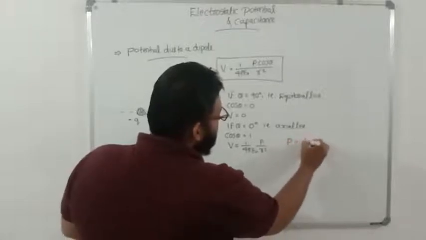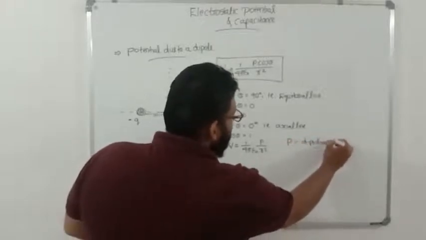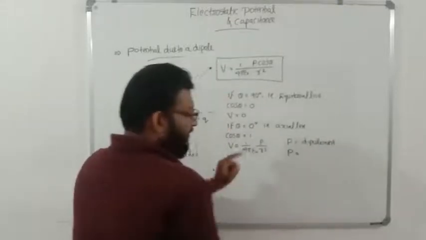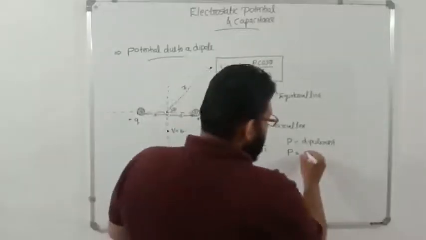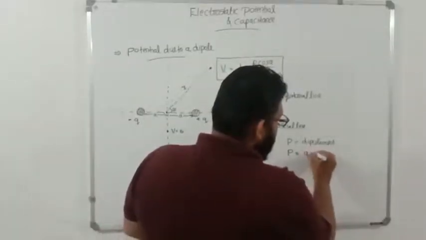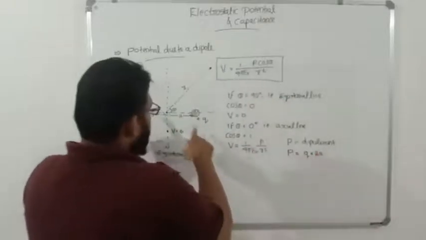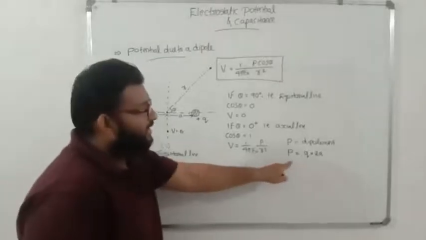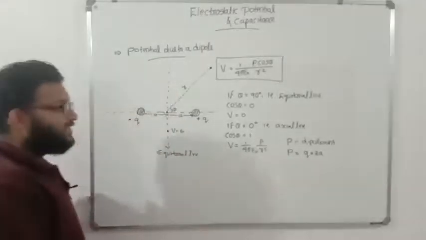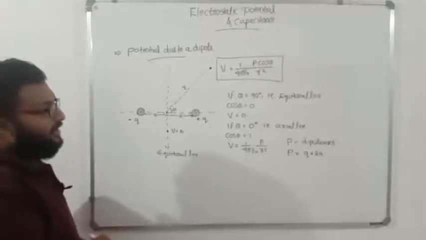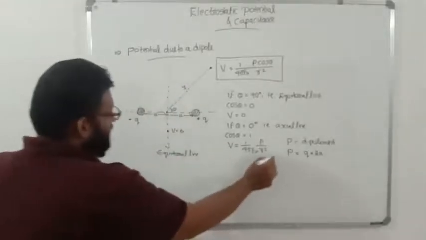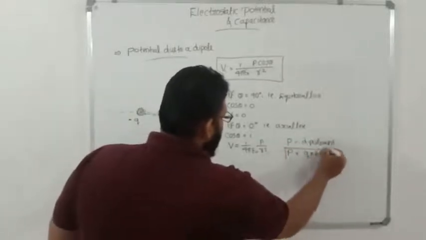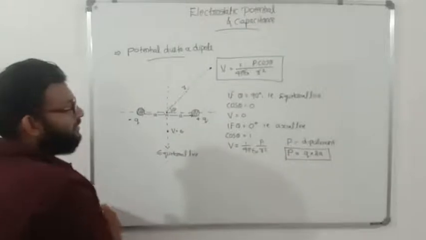P is called the dipole moment. The dipole moment of the given dipole is a vector quantity whose magnitude is nothing but the magnitude of the charge times the length of the dipole. The length of the dipole is 2a, the magnitude of the charge is q. So p is nothing but q into 2a. Another thing we need is the direction of p. The direction of p is always from the negative charge to the positive charge, but we don't need the direction here. Please try to figure it out.